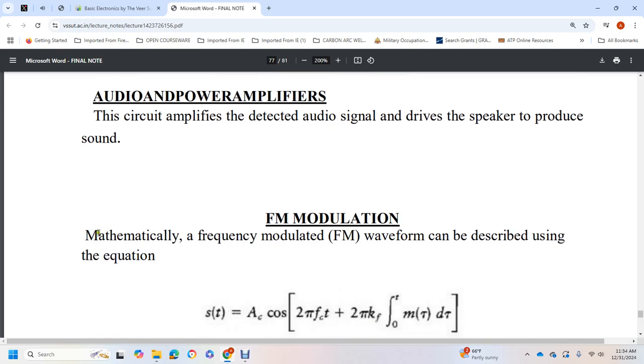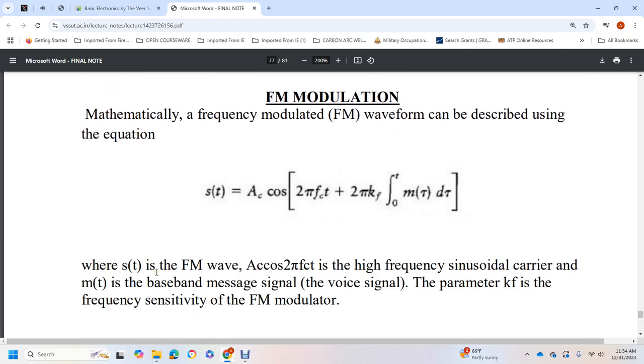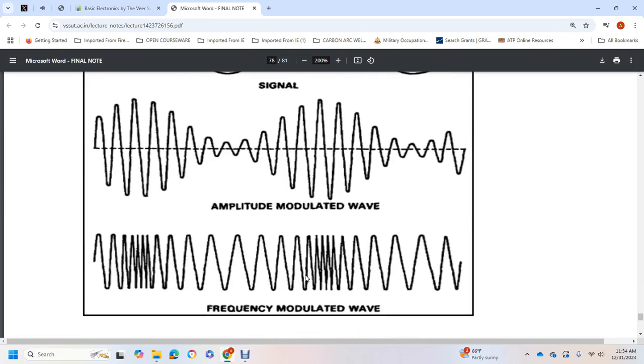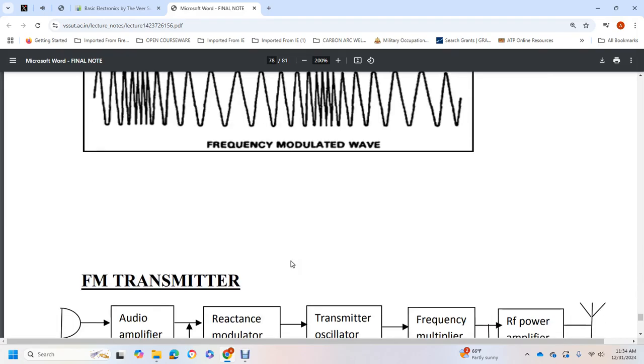Frequency modulation, FM. Mathematically, a frequency modulated waveform is described using the equation, where s(t) is the frequency modulated wave, Ac cosine 2 pi fc t is the high frequency sinusoidal carrier, m(t) is the baseband message signal, such as a voice signal, and kf is the frequency sensitivity of the frequency modulator. Compare the amplitude modulated wave and the frequency modulated wave.